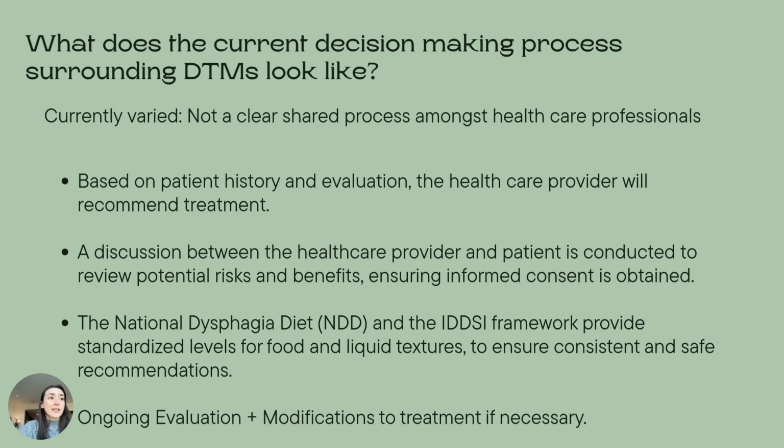As previously stated, the current decision-making process surrounding diet texture modifications is currently quite varied amongst healthcare professionals. Right now, this process looks like recommending treatment based on evaluation, having a discussion to determine best options with the patient, determining level of food that the patient will be at based upon the IDDSI framework we viewed earlier, and then conduct ongoing evaluations to possibly make modifications to their diet. As you can see, there's currently not a lot of structure to this process right now.